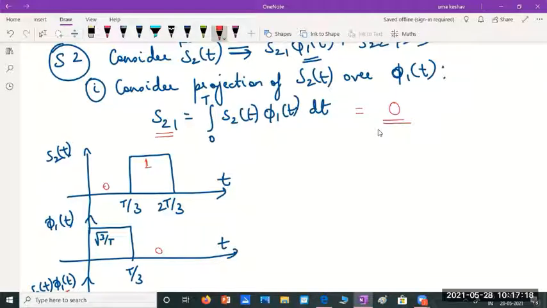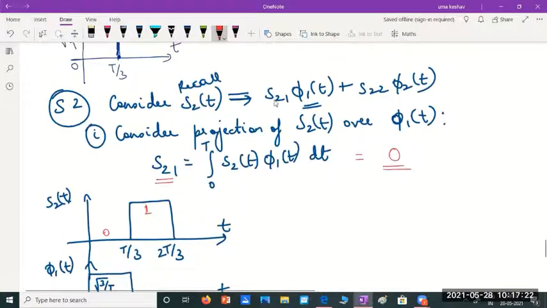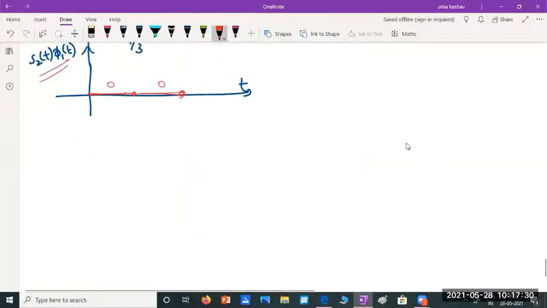Okay. Now we found S21. We already know the value of phi1. We have to find S22 and phi2. So we'll go to the next step. Step 3. How do I define S22 phi2?